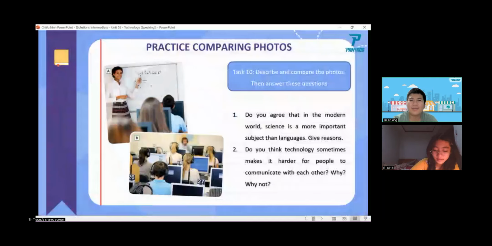Okay. So here is your homework. Task number 10. Describe and compare the photos. Then answer this question. Do you agree that in the modern world, science is a more important subject than languages? Give reasons. And number 2, do you think that technology sometimes makes it harder for people to communicate with others? Why or why not? So I ask you to prepare this one, and then in the next class, you will speak directly to me. Is that okay?